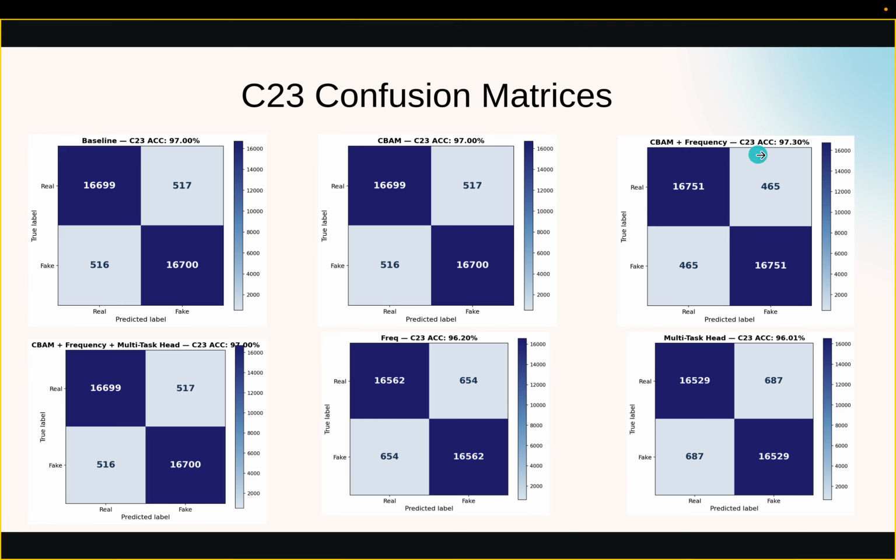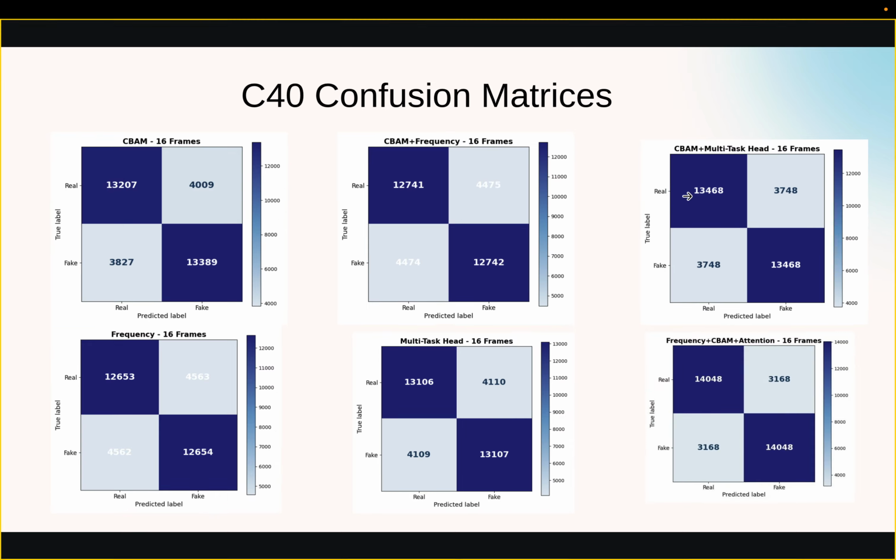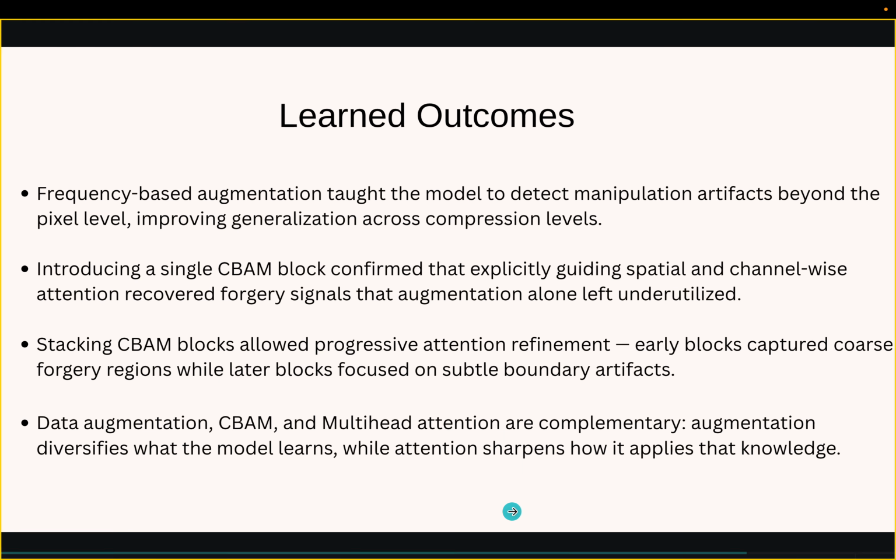This is simply running our changes on the training data and seeing the AUC score. That is why the accuracy is very high, as you can see. Moving on to the C40 confusion matrices, they of course have somewhat lower results. However, we clearly see that we are able to close the generalization gap by combining both the frequency, CBAM and the attention, by looking at the numbers of videos that were predicted correctly.